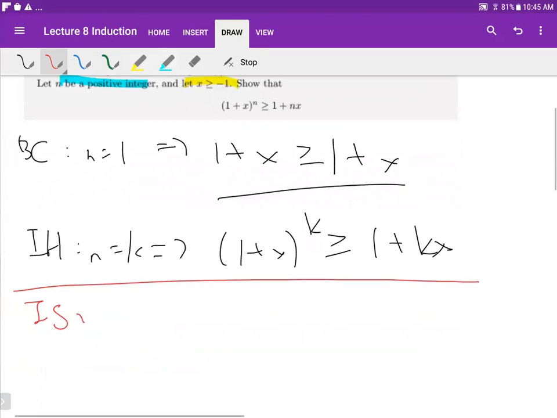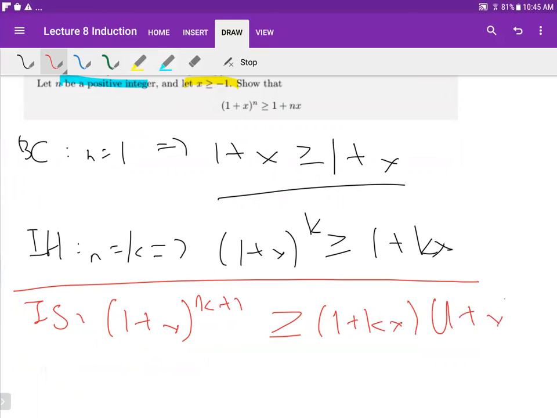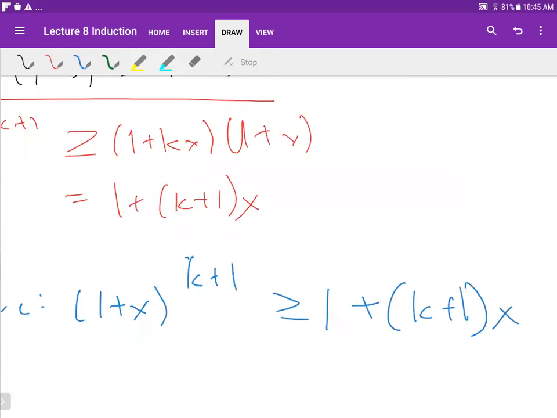So anyway, if we multiply both sides of the inequality by x plus 1, we would get 1 plus x to the k plus 1 is greater than or equal to 1 plus kx times 1 plus x, which is equal to 1 plus k plus 1 x plus kx squared, right? But we know that this expression kx squared is greater than 0, right?